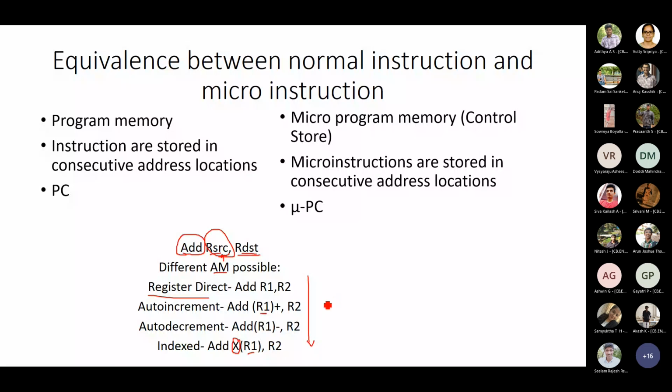Similarly, you have the indirect counterpart also for this. Here, register contains the data directly. So if it is indirect, register will contain the address. From that address, you can get the data. So that becomes register indirect.